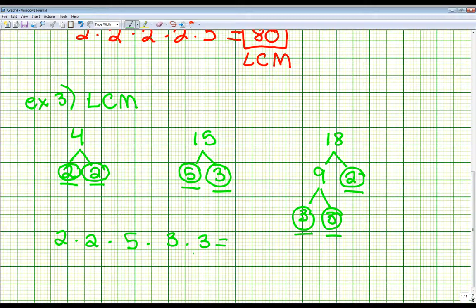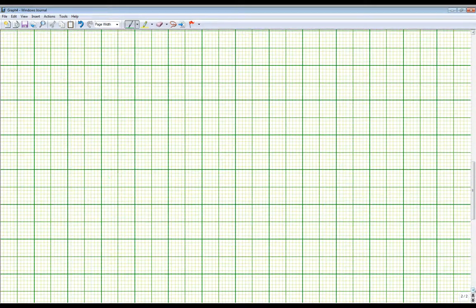So if I do this math, I will be able to get my final lowest common multiple. 2 times 2 would give me 4. 4 times 5 would give me 20. 20 times 3 would give me 60. And 60 times 3 would give me 180. So if I want to find the lowest common multiple of 4, 15, and 18, it would be 180.